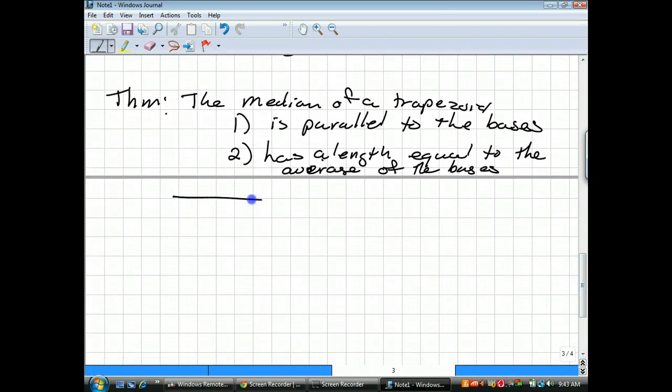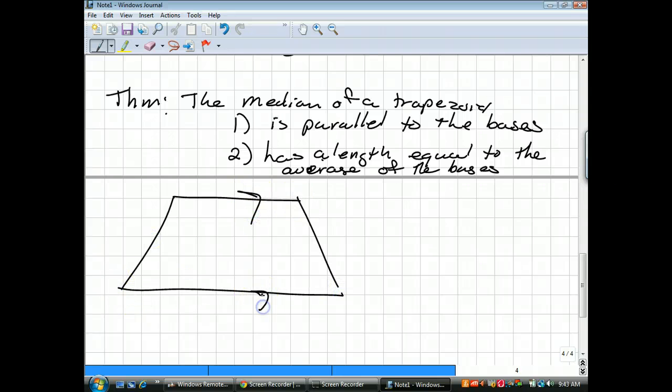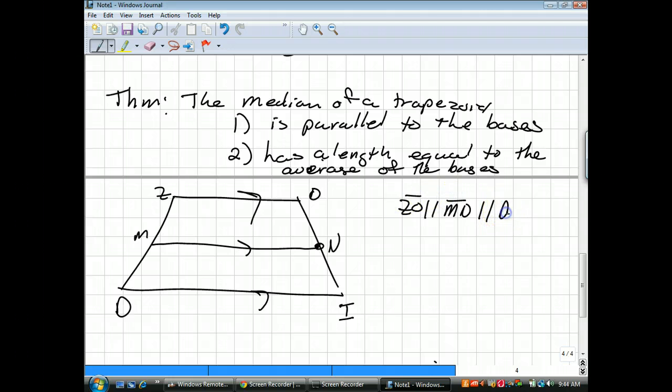Okay? So if we have this trapezoid, where this is parallel to this, this is Z, this is O, this is I, this is D, and we have median MN. Okay, so we know that the median is parallel to the bases. Okay, so we know that ZO is parallel to MN, which is parallel to DI. Okay, so we're given that. And we know that the length of MN is equal to 1/2 the length of ZO plus the length of DI. Okay?